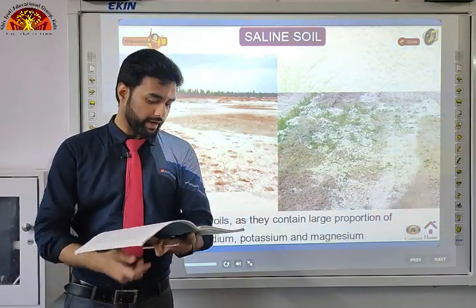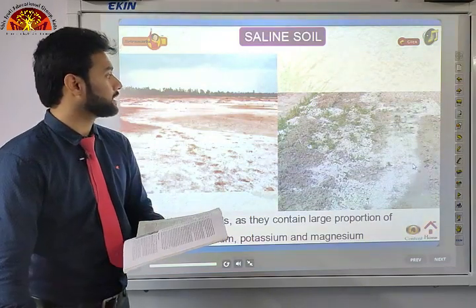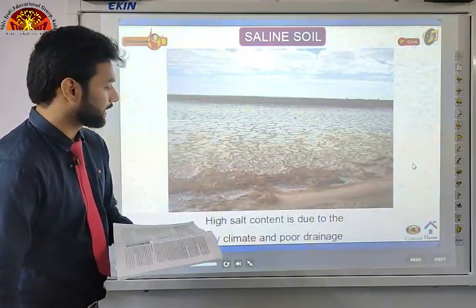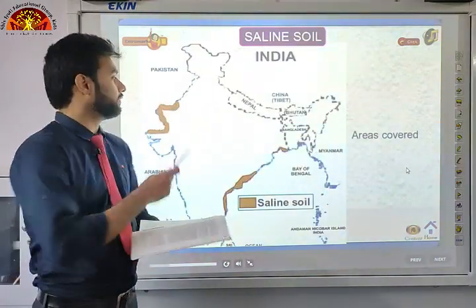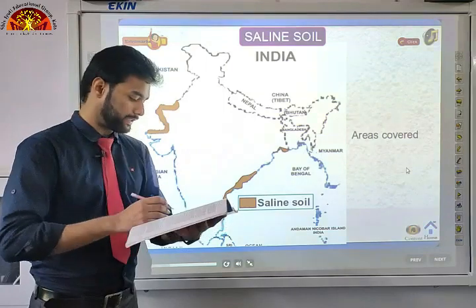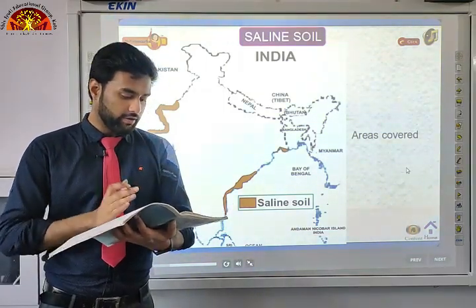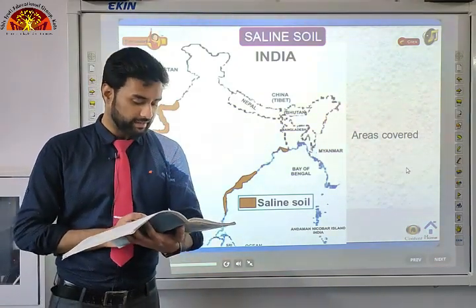Saline soils are more widespread in western Gujarat, deltas of the western coasts and in Sundarban areas of West Bengal. Alright, so this soil's high salt content is due to the dry climate and poor drainage. They are found in the particular areas of western Rajasthan, Gujarat, the Sundarban delta. Alright. Now, in the Rann of Kutch, the southwest monsoon brings salt particles and deposits them there as a crust.